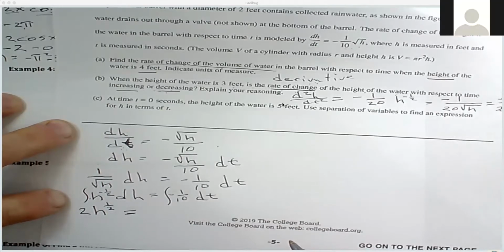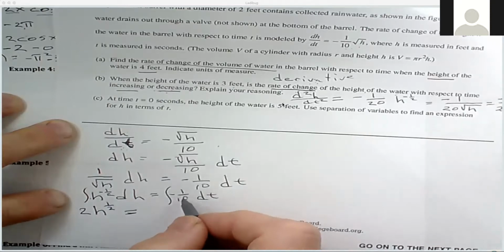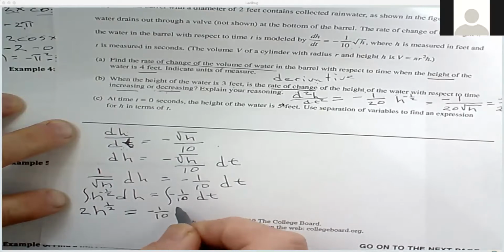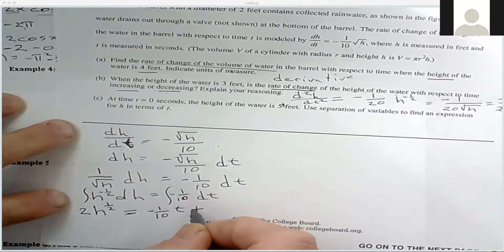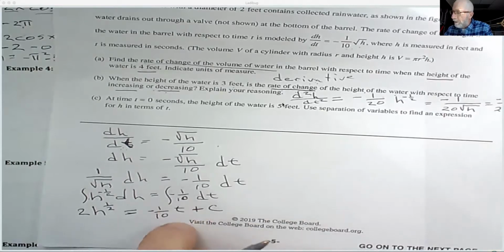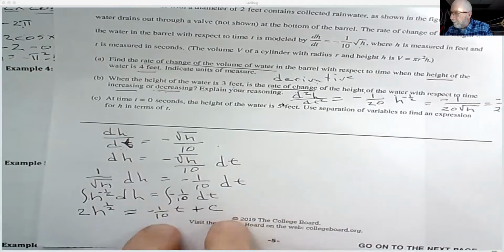Equals what over here? Negative 2/10? I think I get a negative 1/10 t. Oh yeah, I'm going the other way. My bad. Plus c. Right. Are we okay with that? Because it's just a constant. If it was 3, it'd be 3t. I wish it was 3, but they didn't choose that.